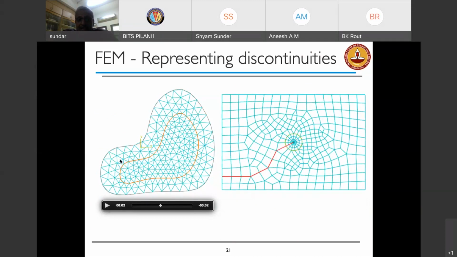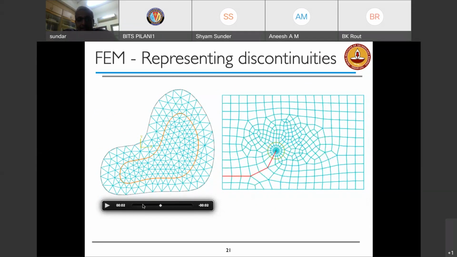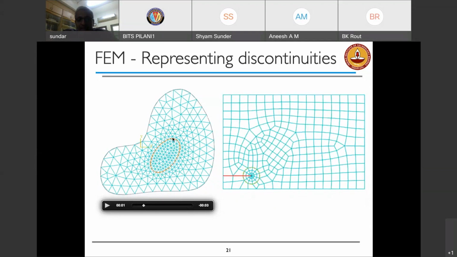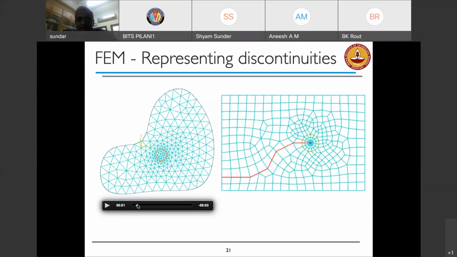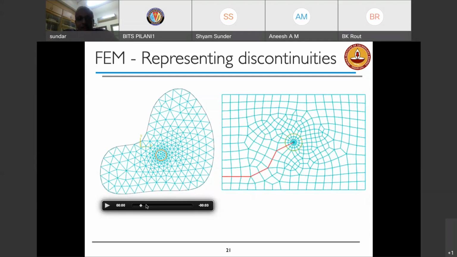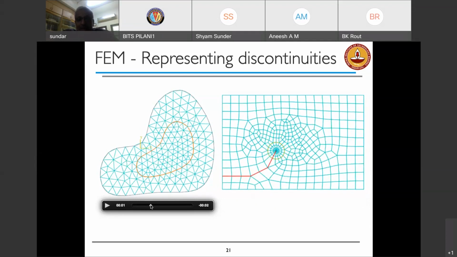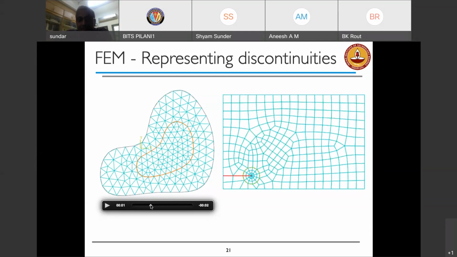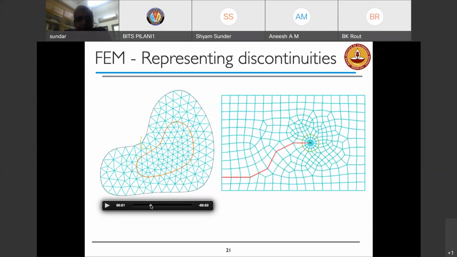With time, it changes shape, and you can see that every time the inner geometry changes, the mesh has to be updated and adapted, which could be really complicated if you have multiple sources, or if it changes the topology every time.